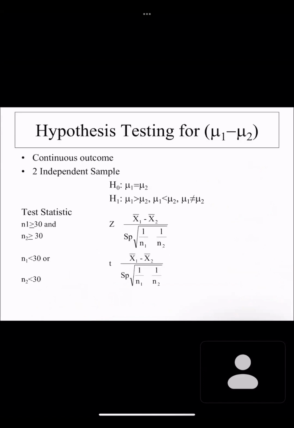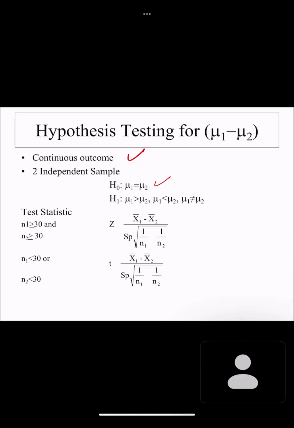Okay, so these are the steps, continued. We set up H0 and H1. H0 is mu1 equal to mu2. The null hypothesis is always that mu1 is equal to mu2, like the mean BMI in males is equal to the mean body mass index in females. We're talking about the population, right? Mu is for the population.